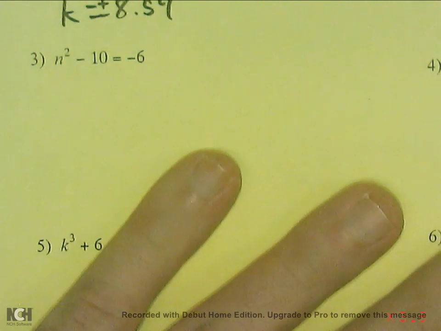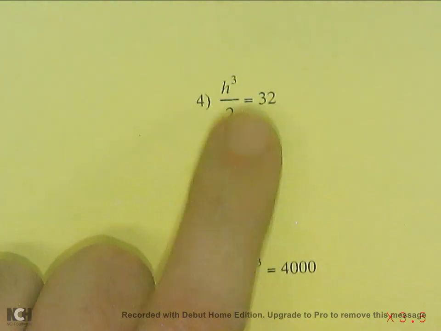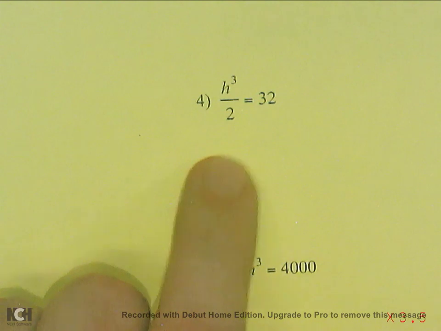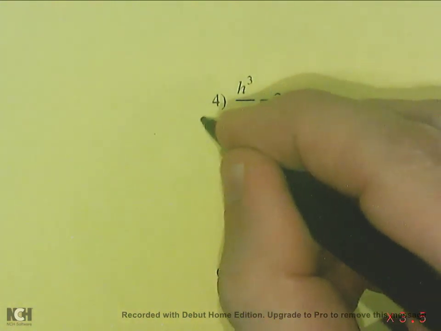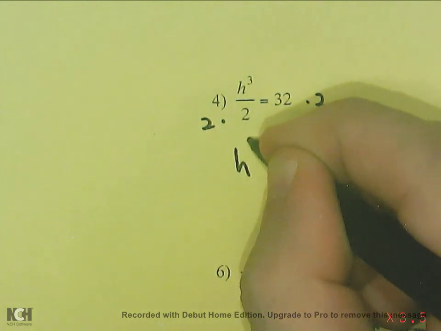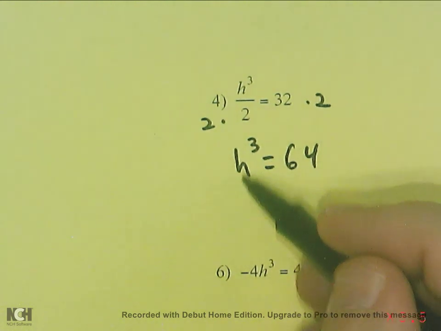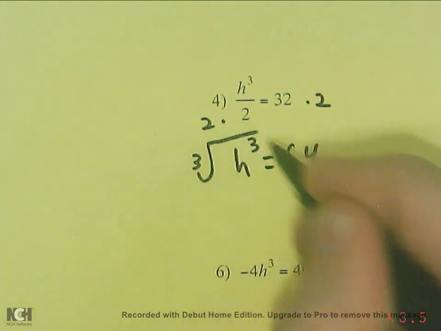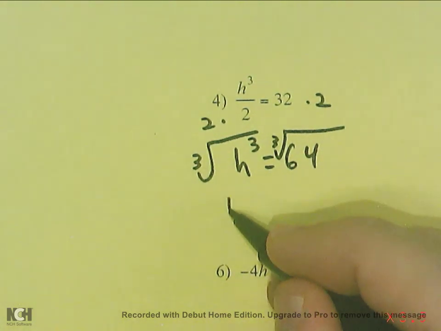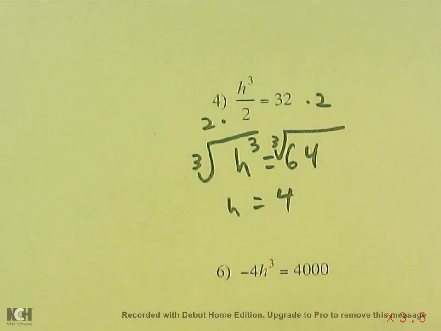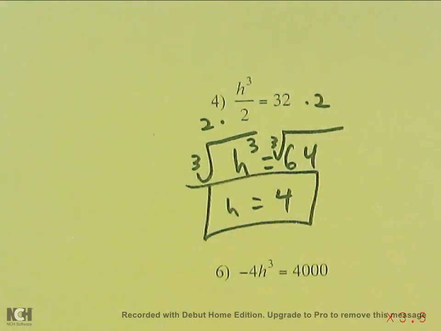You're going to have an operation that you have to get rid of first. So like on number 4 here, we have h to the third over 2 equals 32. We need to get the h to the third all by itself, so we're going to start by multiplying each side by 2. Gives me h to the third is equal to 64. And now I want to undo that third, so I have to cube root both sides. And the cube root of 64 is just going to be 4. And that is all you are doing when you are solving an equation for a root.